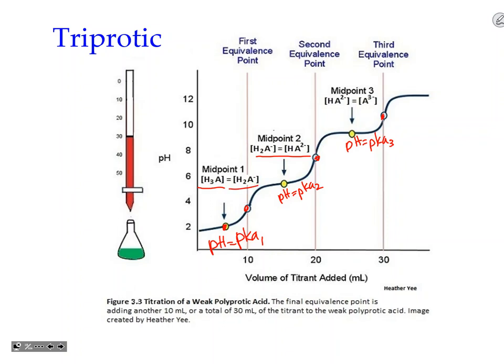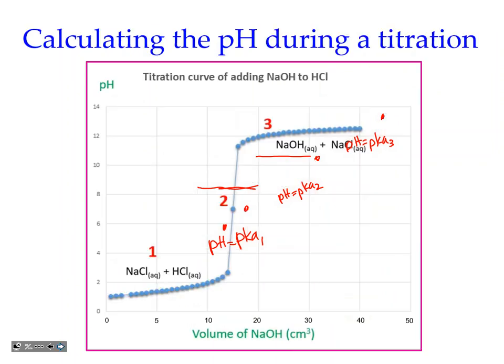I like this because it shows you what's happening here. When you get to that halfway point, the acid is equal to the conjugate base here. So we'll talk about that feature as we get more into the titration problems, because that's where we're about to start, our titration problems.